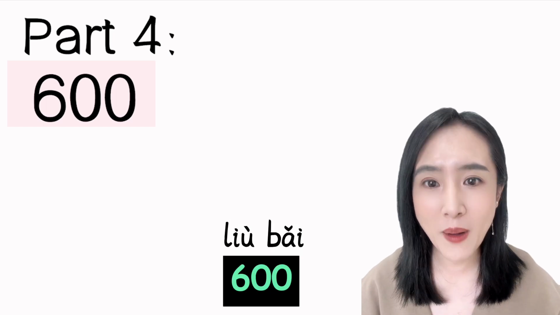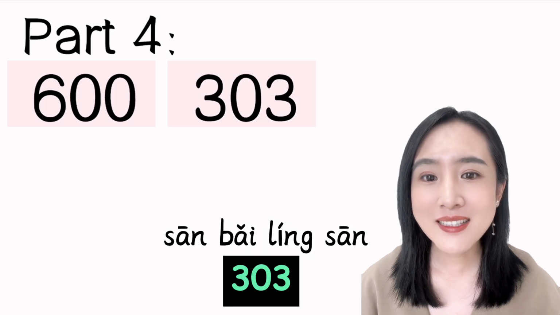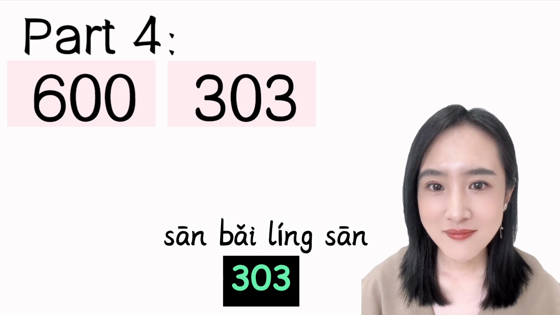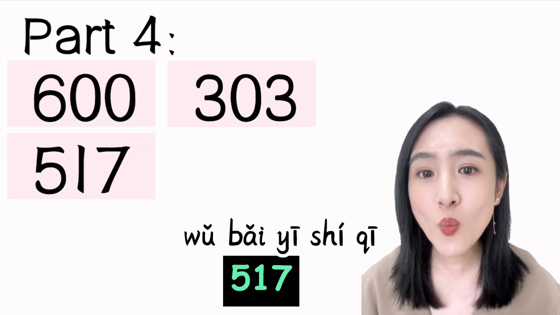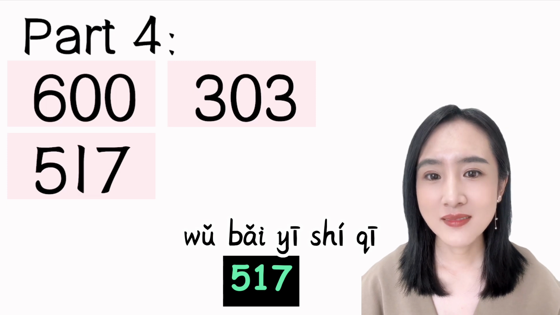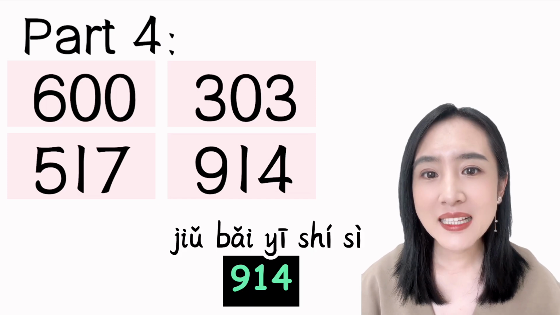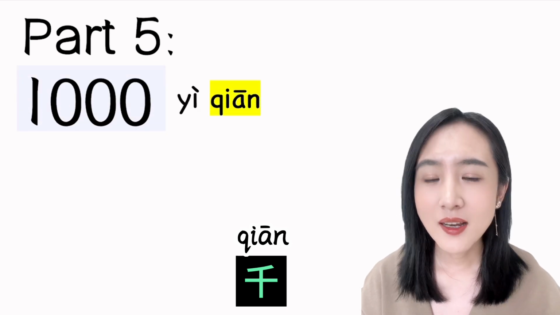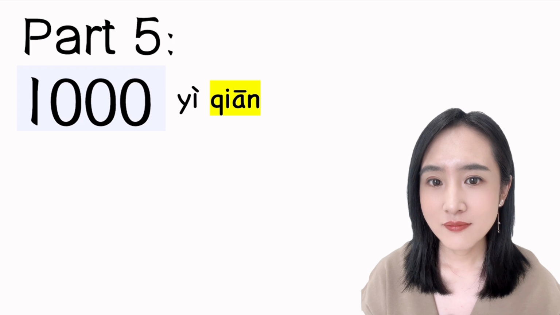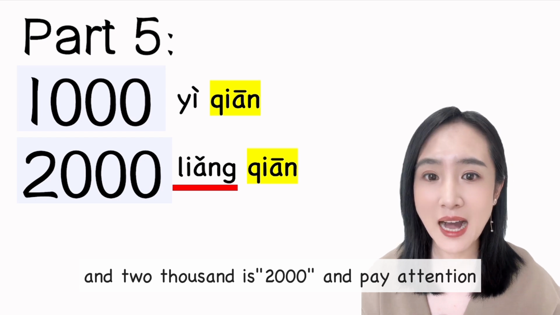600. 303. 517. 914. And thousand in Chinese is 千. So 1000 will be 一千, and 2000 is 两千.